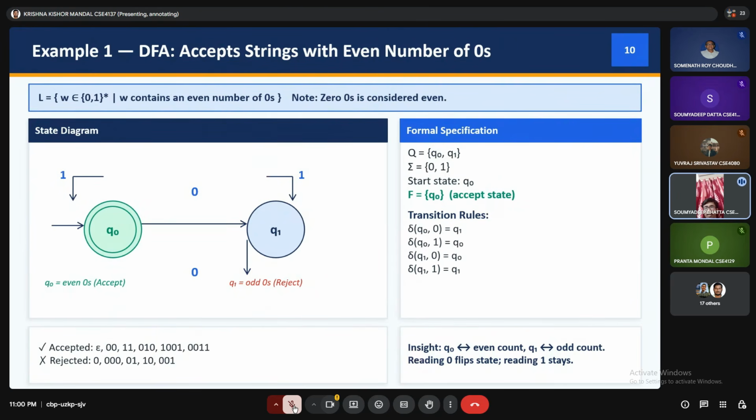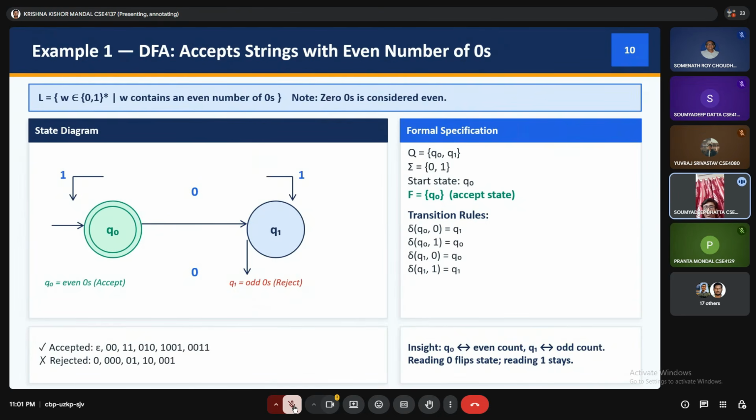Next, the transitions. Whenever we read a 0, the state changes. That means if we are in Q0 and read 0, we go to Q1. If we are in Q1 and read 0, we go back to Q0. But when we read 1, the state doesn't change. So from Q0 on input 1, we stay in Q0, and from Q1 on input 1, we stay in Q1. This happens because we are only counting the number of zeros, not ones.